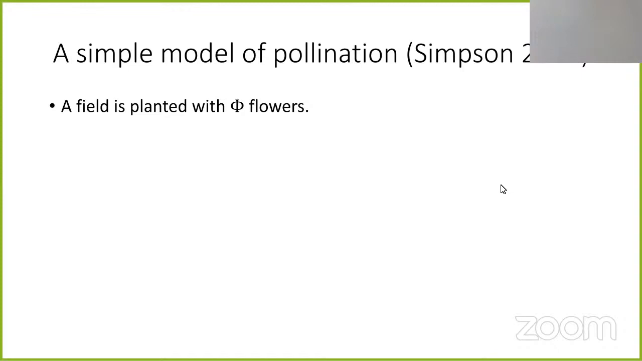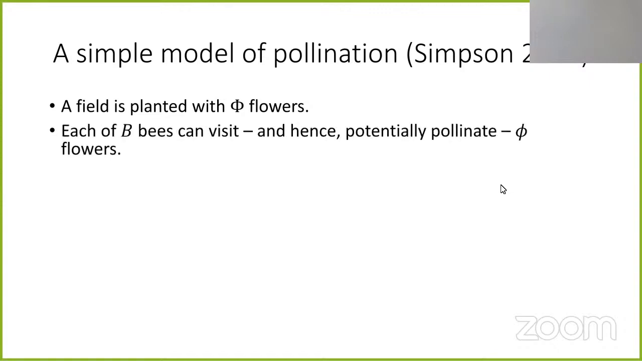So let's suppose we have a field that a farmer has planted with big phi almond flowers. And the farmer has the services of bees. Let's suppose each of these bees is capable of visiting, by visiting, I mean, arriving at and depositing pollen on small phi flowers. So maybe there's a million flowers, maybe there's 1,000 bees, and each bee is capable of fertilizing 500 flowers. So in that case, my big phi is a million, my bee count is 1,000, and my little phi is 500.